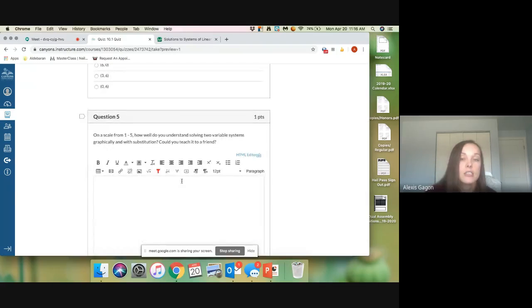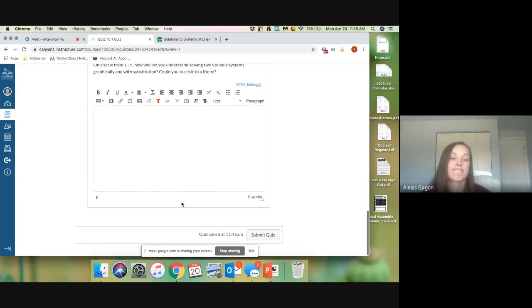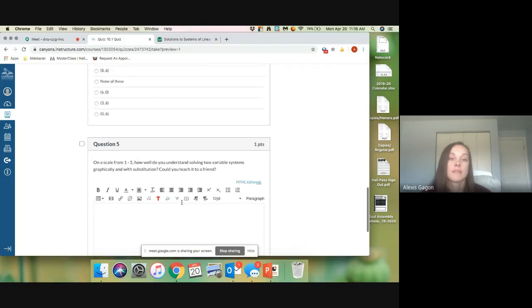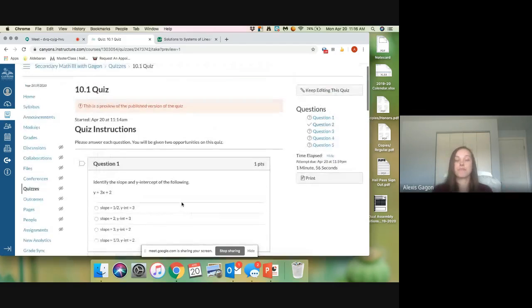And this last one, I just want to know how you're doing with this. So on a scale from 1 to 10, tell me how well do you understand this? And if you could teach it to a friend. Because if you could teach it to a friend, that means you understand it pretty well. If you're like, I don't think I could, tell me, and tell me what was confusing to you so I can try to answer that. Okay. And that's pretty much it.